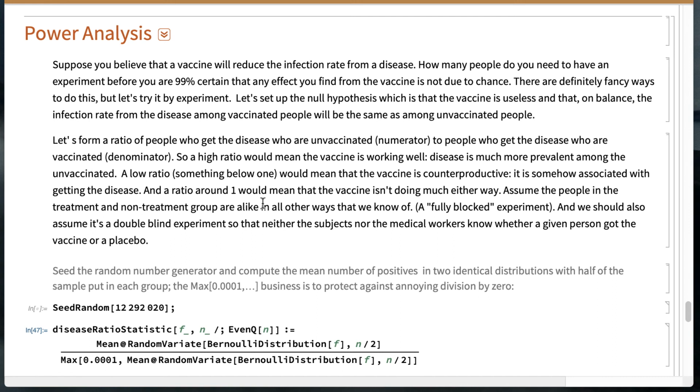And a ratio around 1 would mean the vaccine's not doing much either way. We should assume, by the way, that our treatment and non-treatment groups are alike in all other ways that we know of. This is a fully blocked experiment. And we should also assume it's a double-blind experiment so that neither the subjects nor the medical workers know whether a given person got the vaccine or whether they got a placebo.